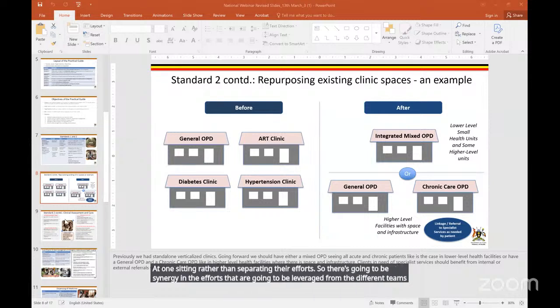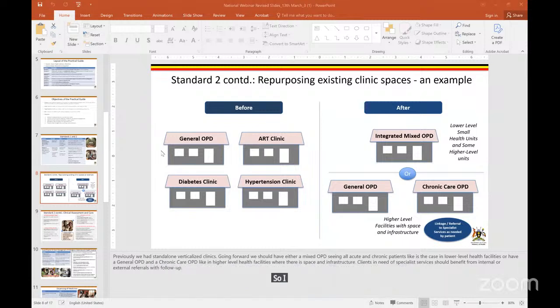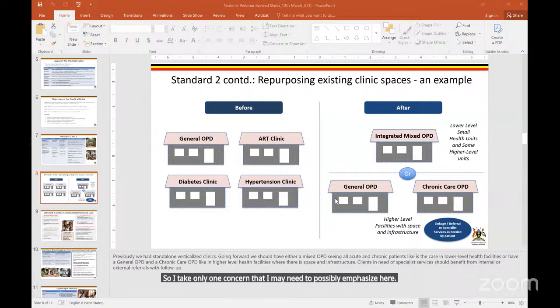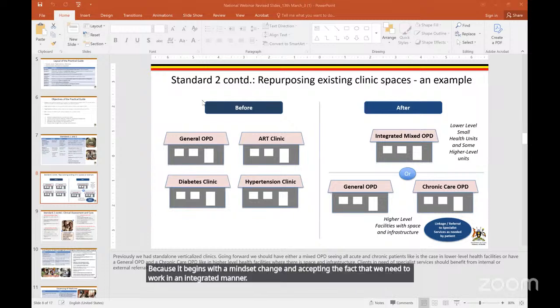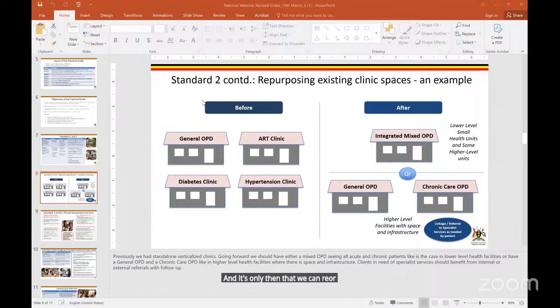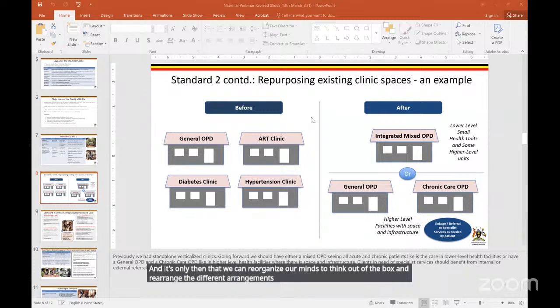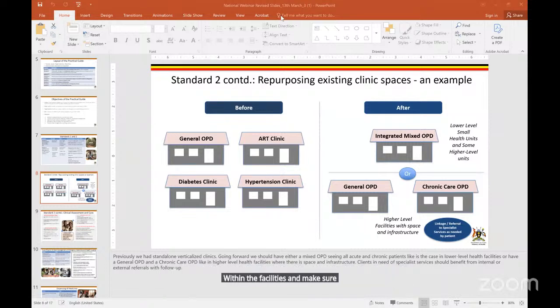So there's going to be synergy in the efforts that are going to be leveraged from the different teams rather than separating ourselves. So I take only one concern that I may need to possibly emphasize here, that we need to be positive in the way we are embracing this integration agenda, because it begins with a mindset change and accepting the fact that we need to work in an integrated manner. And it's only then that we can reorganize our minds to think out of the box and rearrange the different setups that we have in the facilities to make sure that we are able to redefine the process flows within the facilities and make sure that everything is running as is expected.